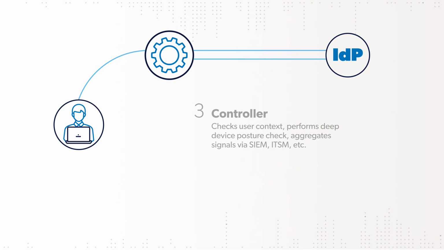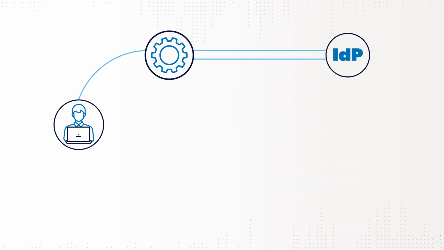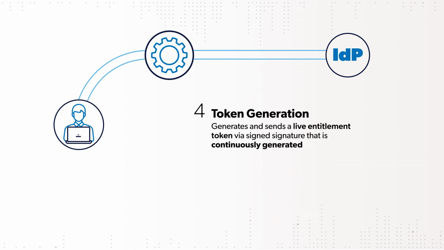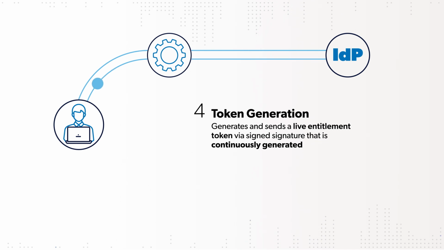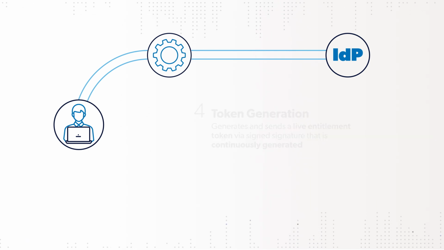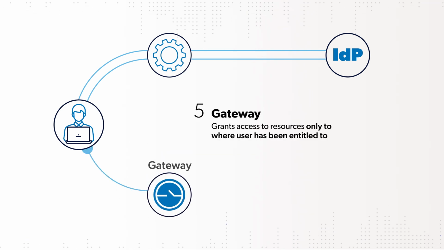Based on this multi-dimensional identity profile, the controller generates a live entitlement token and sends it to the client via signed signature. It's a live entitlement and not static, as it's continuously generated based on the user's real-time context and risk at the moment of access. Again, using SPA, the client sends that live entitlement packet to the gateway. The client can only connect to gateways where that user has been granted entitlements.